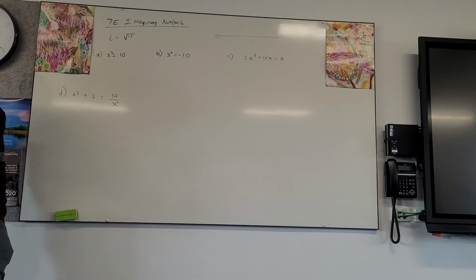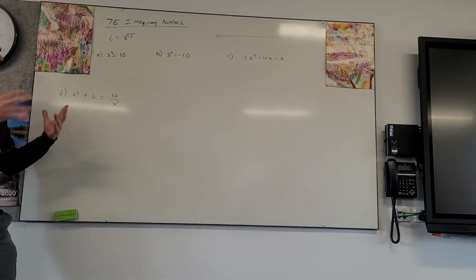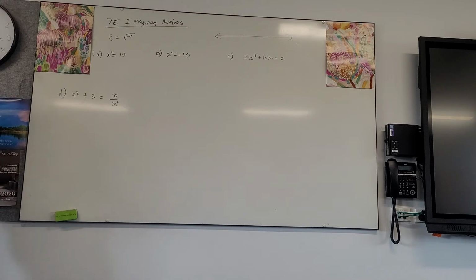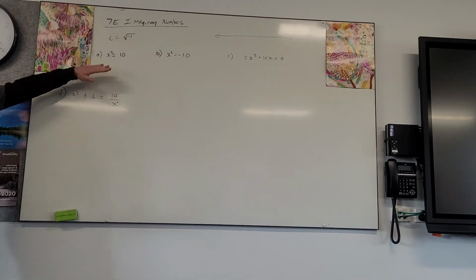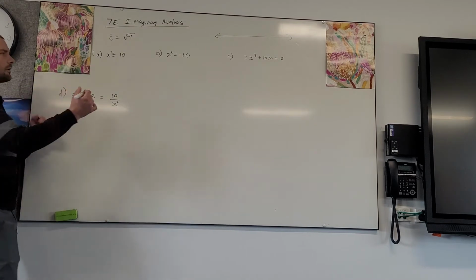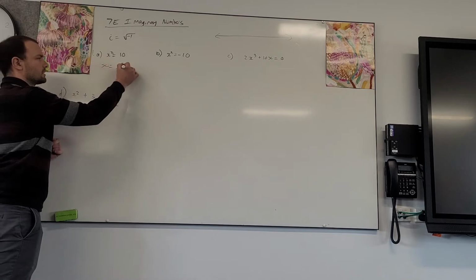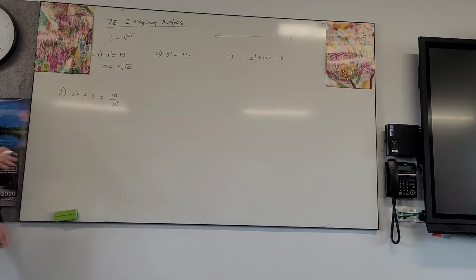As for its physical significance, I will send you an article that you can read, but it's more or less just some cool maths that we can do to manipulate and find out some answers. So if we're going to solve this equation, taking the square root of both sides, we have x is plus or minus root 10. Okay, so that's a real solution, isn't it?